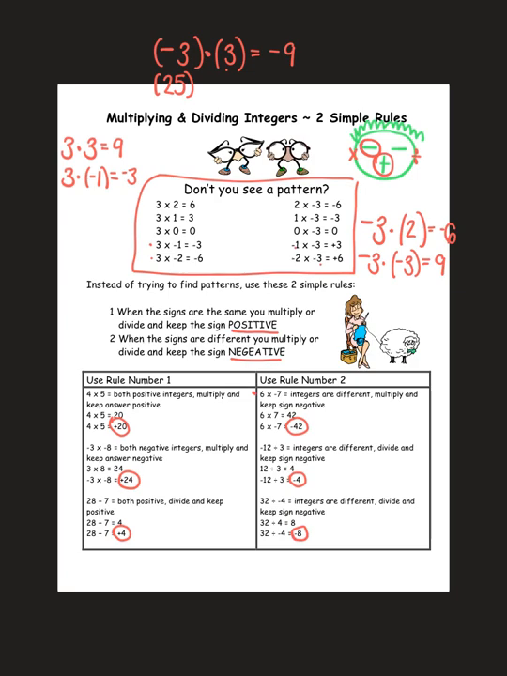If I have 25 divided by negative 5, then we would see 25 divided by negative 5. The 25 would be your positive, and then the negative here for your negative 5, and then again I'm left with a negative, so my answer would be negative 5.